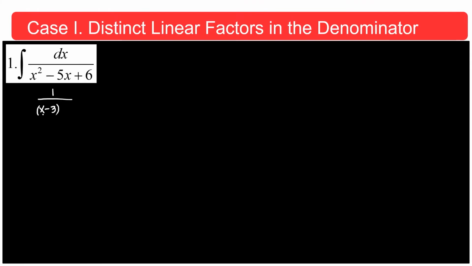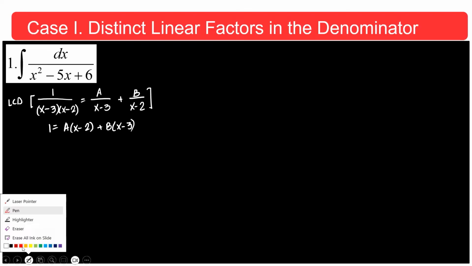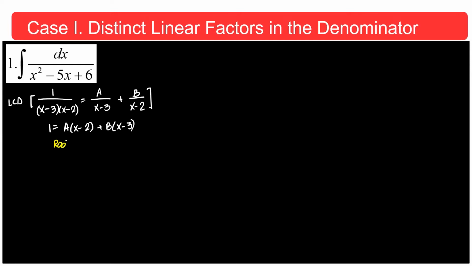1 over x minus 3 and x minus 2 is equal to A over x minus 3, b over x minus 2. Multiply everything by the LCD. Your LCD is the one at the bottom. So you're left with 1 equals A, x minus 2, b, x minus 3. So, what are the roots, guys? Can you please dictate? X equals 2 and 3. Very good.